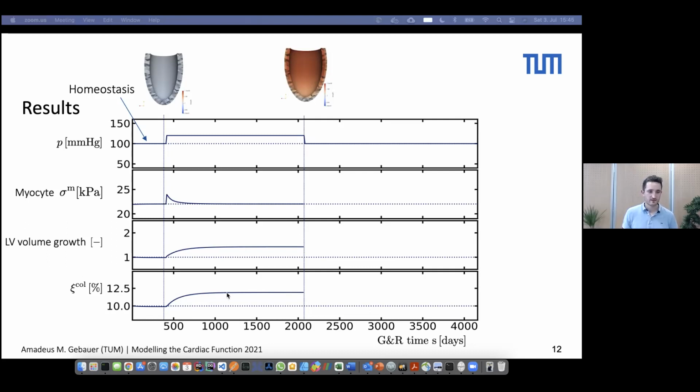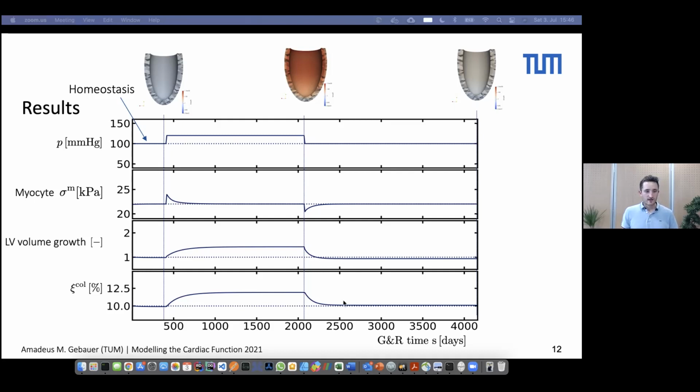And if we then decrease the pressure again, for example, to simulate that we repair the aortic stenosis, we see that the myocyte stress is for a short time lower than the preferred stress state, so mass is degraded. And then we see that it returns to the original value, and the left ventricular volume also returns to almost the original value. We don't land exactly at the same volume afterwards, because growth is a highly coupled process. So we see a small difference here, and also in the collagen fraction.